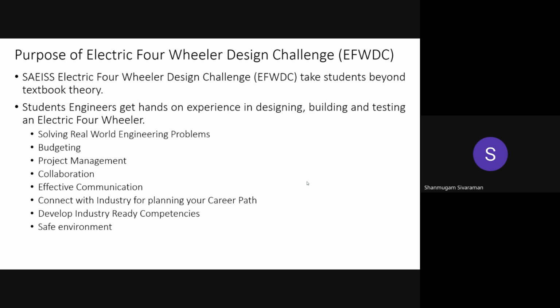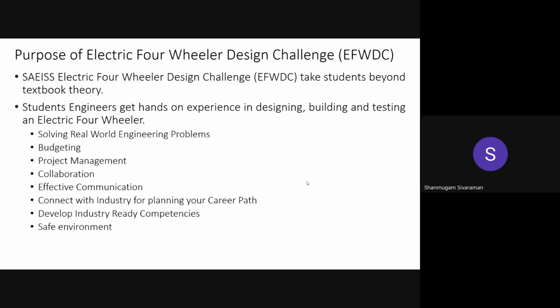So if you look at the purpose of this, it is to design, build, and test an electric four-wheeler. This is the whole purpose. Now you can ask, sir, why should I do this? Because this is not in your curriculum.